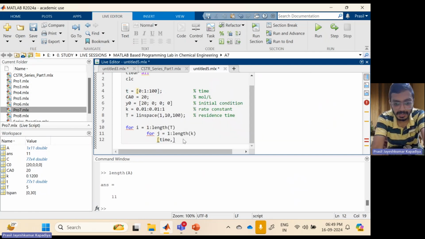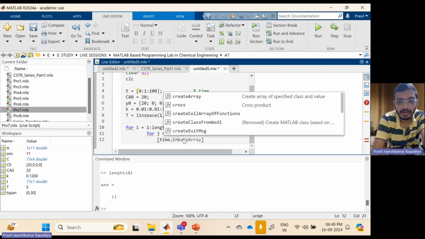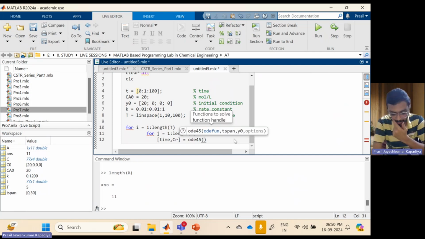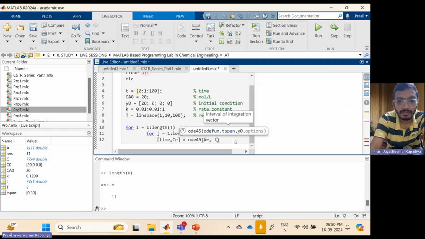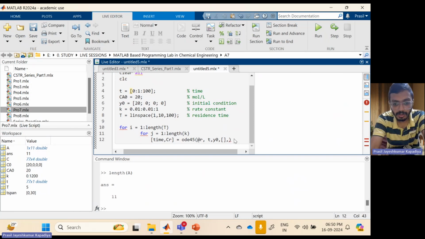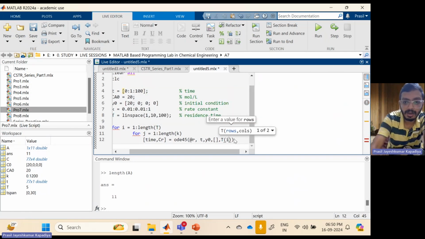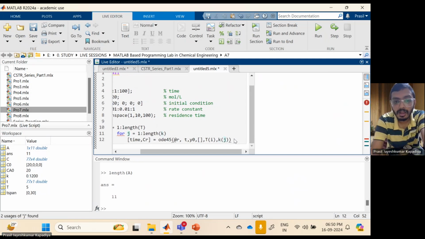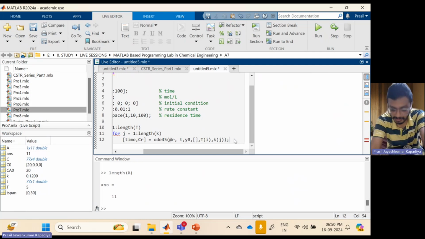Now, what we'll do, we will define our matrix. So time, comma, concentration, I am calling it CR, that is equal to my function ODE45. I am defining my function as @r. Then I need to give the time span. I need to give the initial condition Y0. Okay. But here there is one catch, that we also need to give the particular value of T and particular value of K. Okay, now everything is clear.